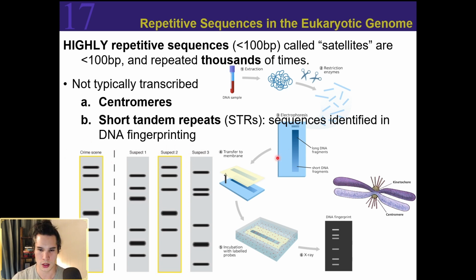So here's a little picture depicting that. You have your DNA sample, you extract DNA, you use restriction enzymes to cut the DNA at very specific locations. You run it through electrophoresis. The longer strands stay towards the beginning, and the short DNA fragments travel further, and then you end up with a DNA fingerprint.